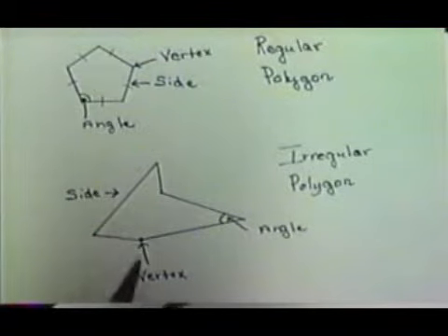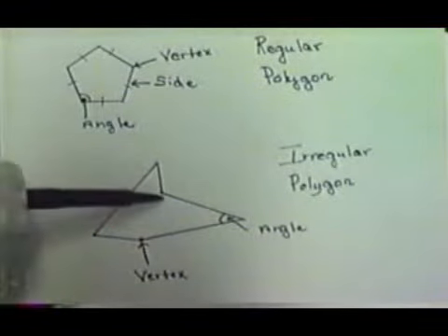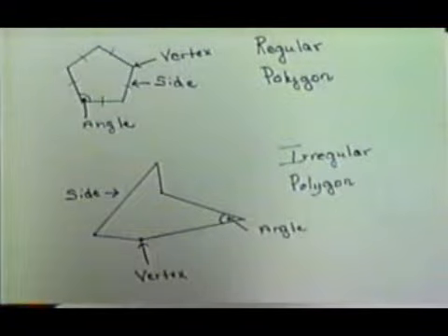Again, I marked one vertex. See, this is where the two sides come together at that point. That's a vertex, a vertex, a vertex, a vertex, and a vertex. You have an angle at every vertex, and I've just indicated one angle.